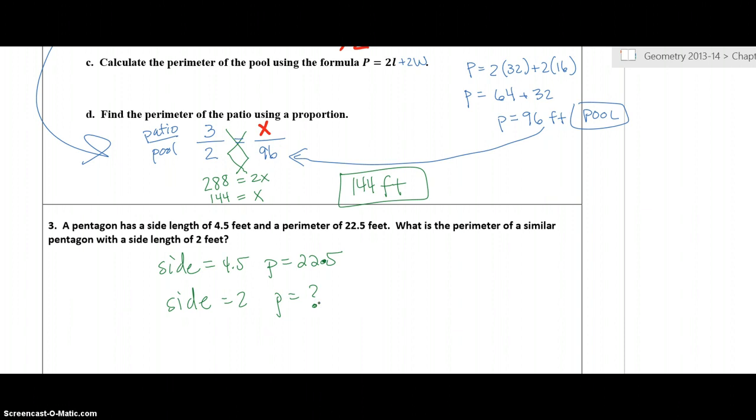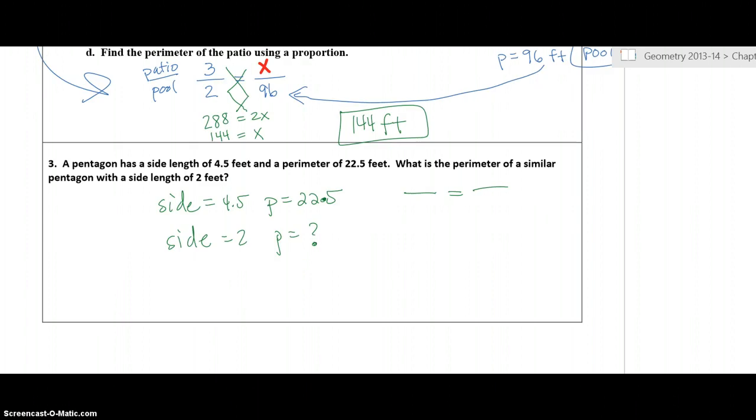How do we find it? We have to write a proportion so that we can cross multiply, right? Okay, so set up a proportion. Remember, a proportion looks like this. A ratio set equal to a ratio. So a fraction equal to a fraction. So I'm going to do the side in the first one over the side in the second one equals the perimeter in the first one over the perimeter in the second one, which I don't know, so I'm going to call that X. You could call it any variable that you want.